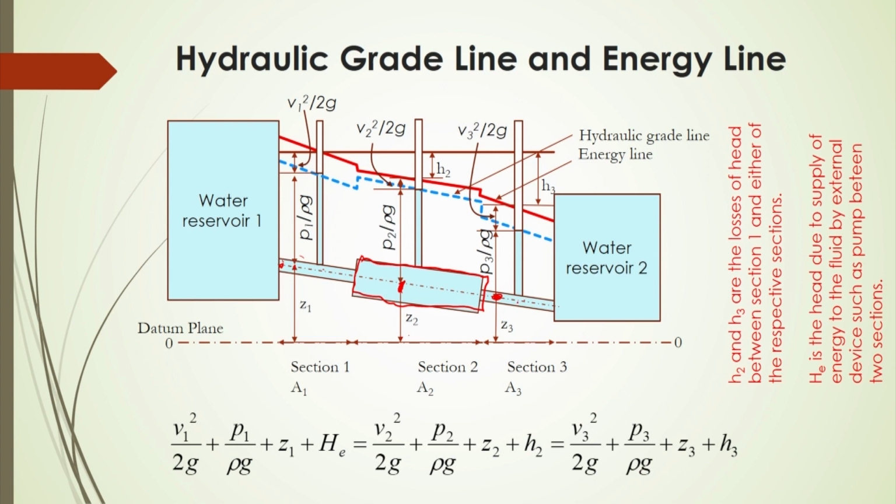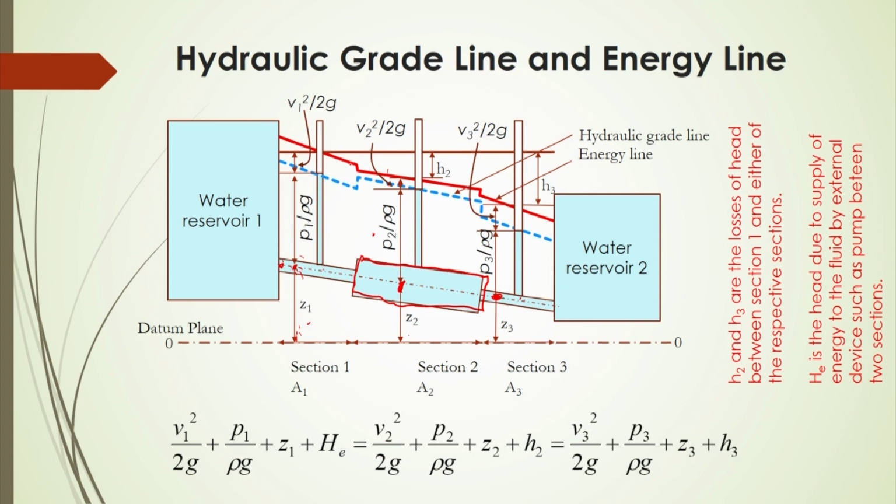In section 1, what should be the energy? The potential head is Z1, the pressure head is P1 by rho g, and the velocity head is V1 square by 2g. If we sum these three heads, it will be the total head. Again, at the other sections, if we consider the potential head, pressure head and velocity head, the summation of these three heads will equal the total head.